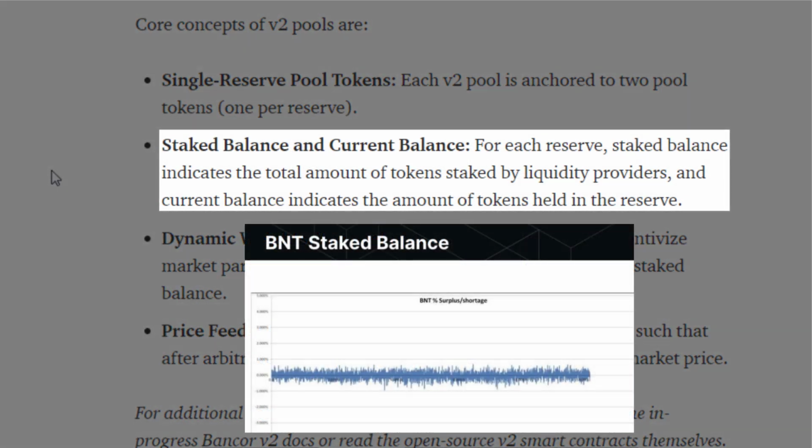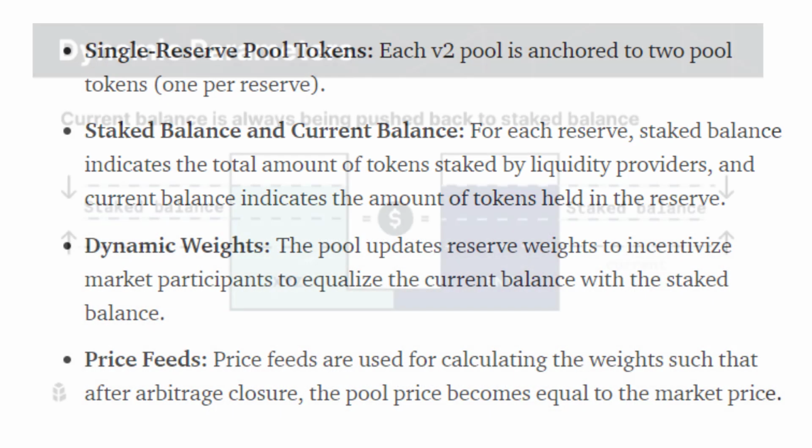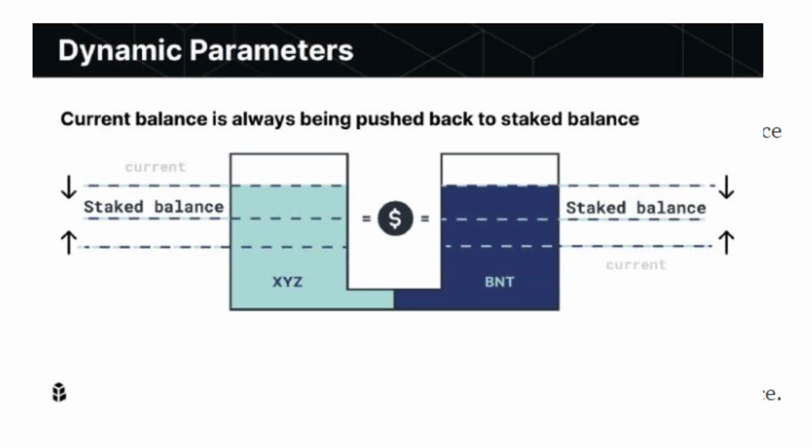And they're going to keep a running account of the staked balance. This way, they know how many tokens were provided by each user. And they're going to use dynamic weights. The pool is going to update reserve weights to incentivize market participants to equalize their current balance with the staked balance. So in other words, with dynamic weights, before you would have, let's say, Ethereum on one side, USDC on another side. If the price of Ethereum would go up, the amount of Ethereum would have to go down in order to maintain parity with the USDC.